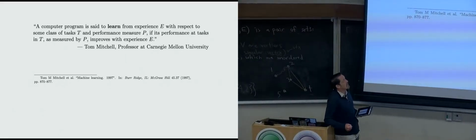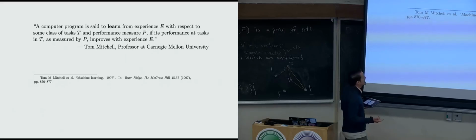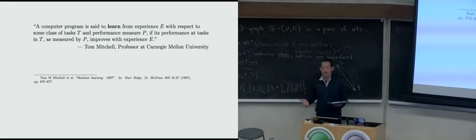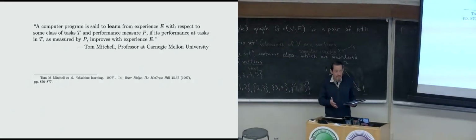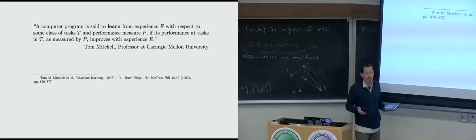And how do we know it's doing good? Well, we have to have a performance metric for the task. That's P. So P is a measure of task performance. We give a system E, and it gets better at performance with that experience, right? Before we give it experience, it has a certain level of performance. After we give it some experience, it's now better than it was before.